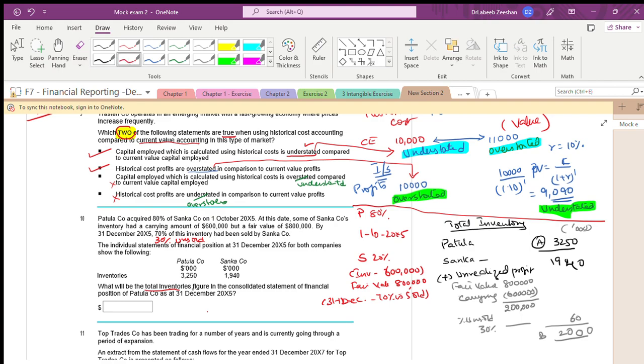This is B. A plus B. A is how much? A is 3,250. B is how much? B is 2,000. Total is how much? Total is 5,250.